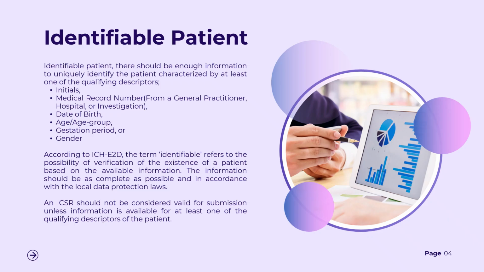Again, according to ICH E2B, the term identifiable refers to the possibility of verification of the existence of a patient based on the available information. So the information should be as complete as possible and in accordance with the local data protection laws. An ICSR cannot be considered valid for submission unless the information is available for at least one of the qualifying descriptors of the patient. So at least one of these descriptors has to be there for the person to be considered as an existing person and as an identifiable patient.